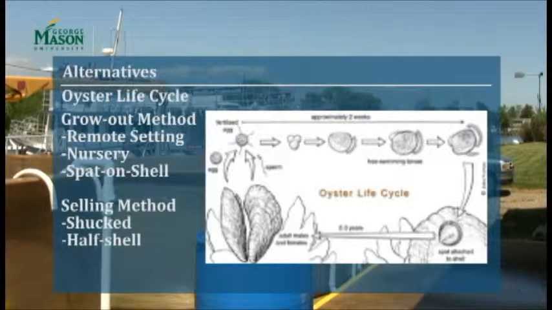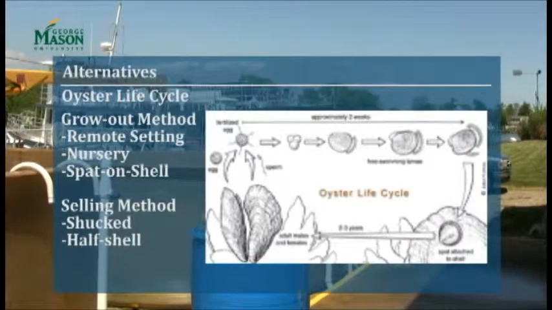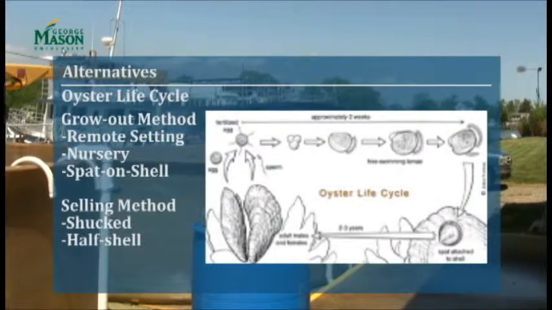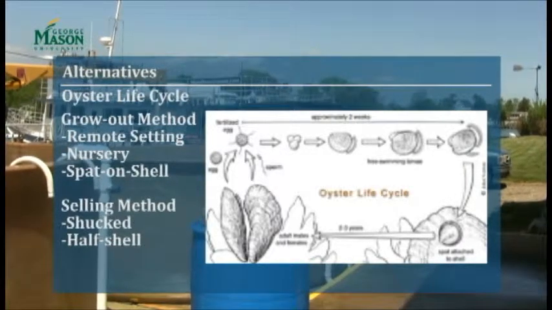The second alternative, nursery, requires buckets and floating upwelling systems for initial growth. The seed is placed in the buckets with microculch or crushed shell. The seed then each attaches to each piece of culch. This process requires approximately 21 days until the oysters are ready to be placed in the water.